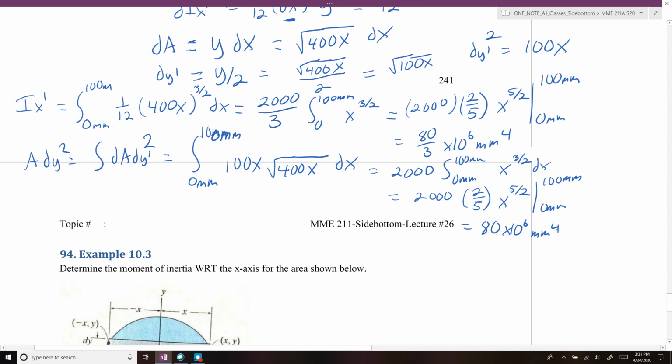If we add all those together, we end up getting Ix equal to 106.7 times 10 to the 6th millimeters to the 4th, which is approximately equal to 107 times 10 to the 6th millimeters to the 4th.